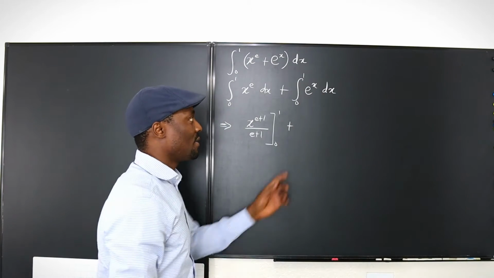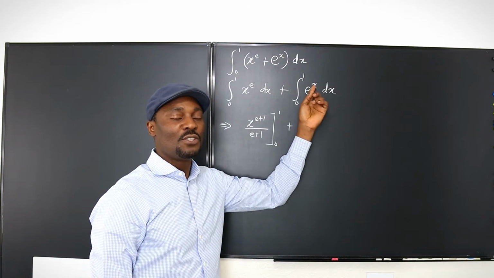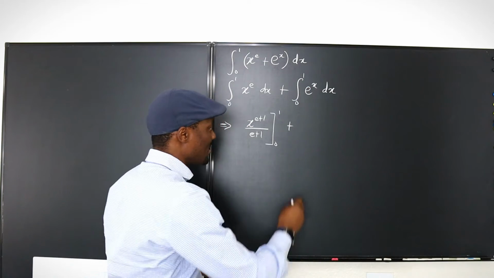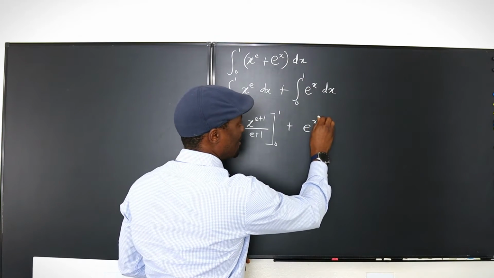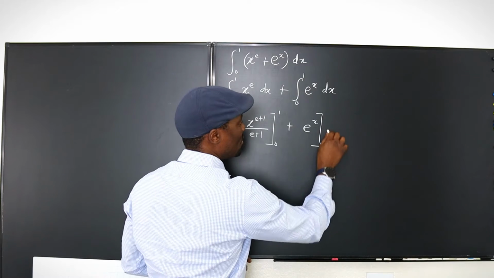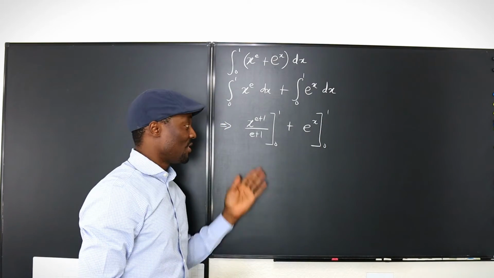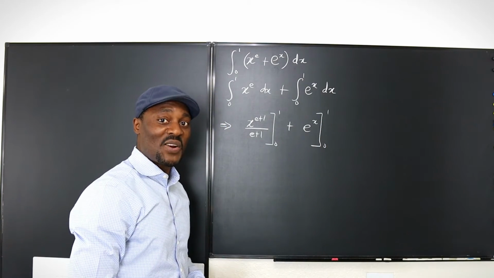We integrate this. Well, if you integrate e to the x, you get the same answer. So it's going to be e to the x. Then the boundary is 0 to 1. And that's it. We just need to evaluate this. Whatever we get is our answer.